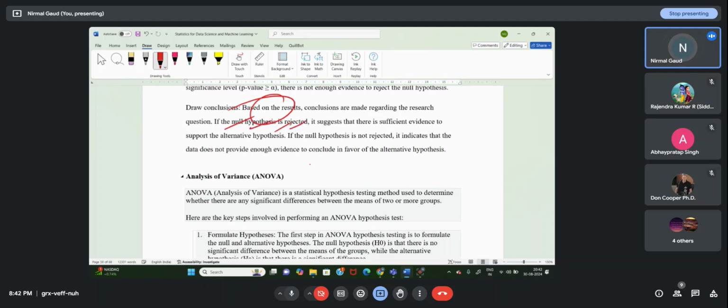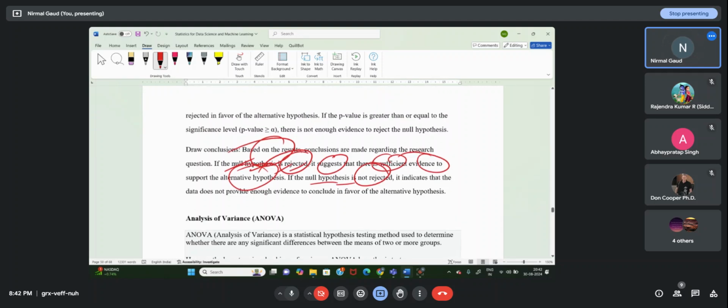So, if the null hypothesis is rejected, it suggests that there is sufficient evidence against the null hypothesis, and we are going to accept the alternate hypothesis. And if the null hypothesis is not rejected, then obviously you are going to accept it. Okay, so everything depends upon the value of p. If p is greater than or equal to the significance level, there is not enough evidence to reject. But if the value of p is smaller than alpha, then we can reject.